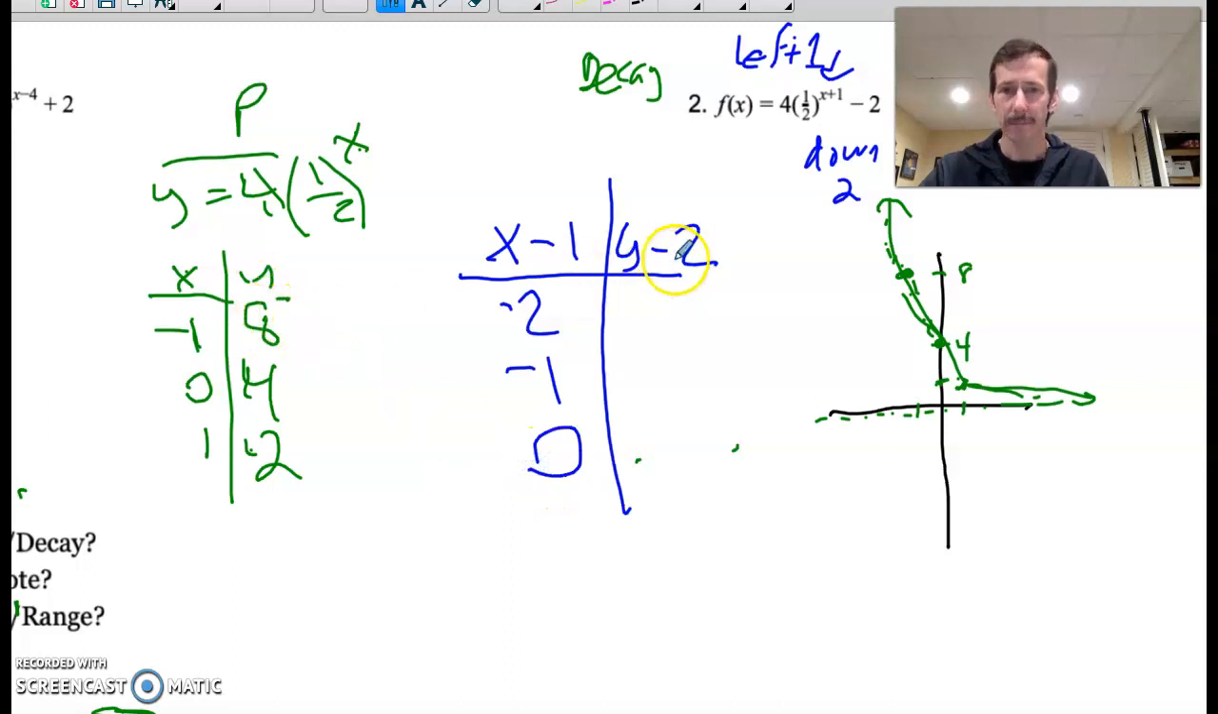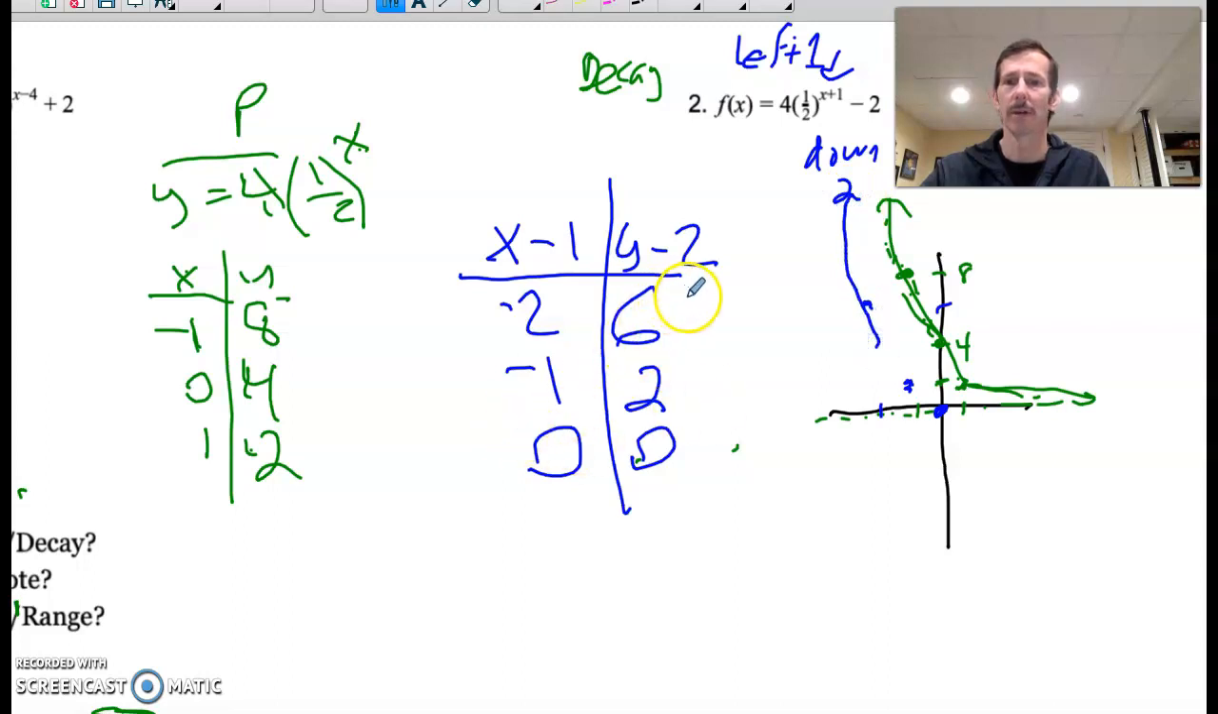And over here, if I take 2 away from that, I get 6. If I take 2 away from that, I get 2. And if I take 2 away from that, I get 0. So that means I would be at (0, 0), (-1, 2). -2 is going to be at 6. And so my actual graph is going to go like this.